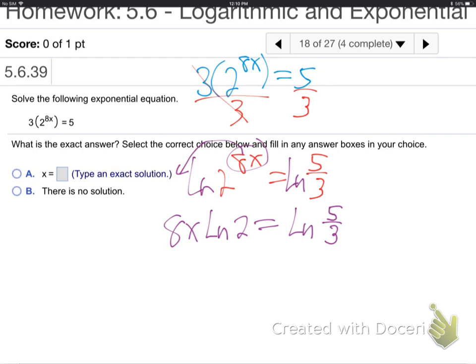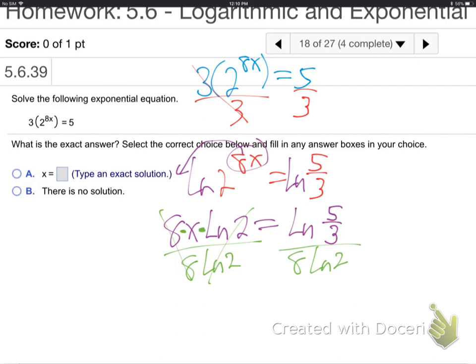I don't know if that seems clear to you. It's just 8 times x times ln 2. Those are just multiplied now. So it's just divide them. Just divide by both the 8 and the ln 2 all at once. 8 and ln 2. Gone. X is alone. We're done.